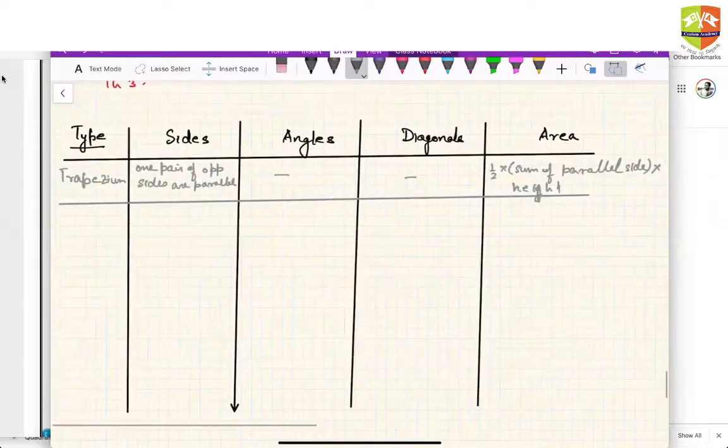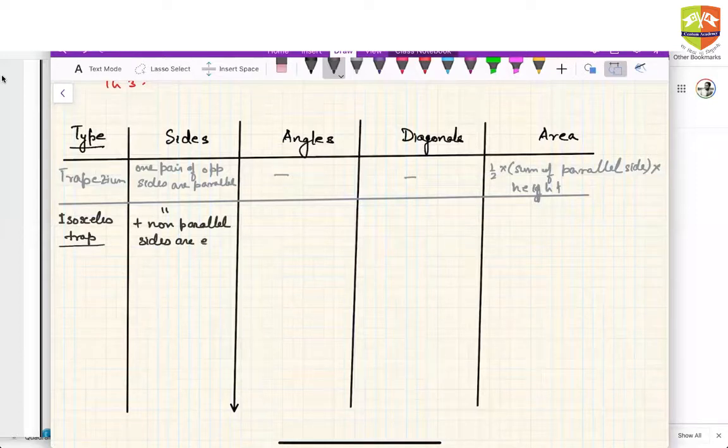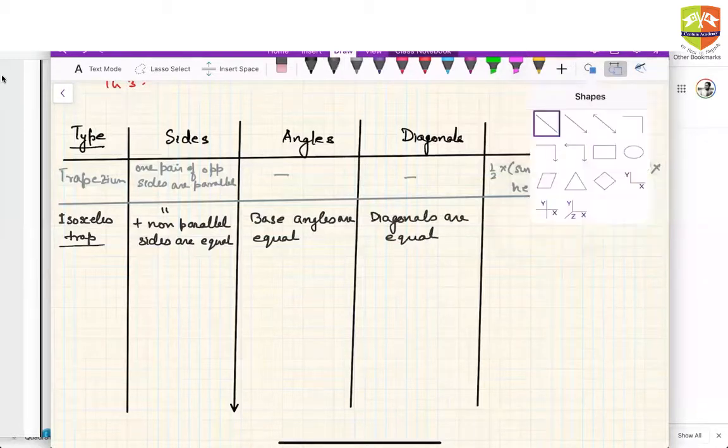Now there is a special type of trapezium as well, and that is isosceles trapezium. So I'm writing it here again. Isosceles trapezium. What about this? Same as above, plus non-parallel sides are equal. Here, base angles are equal. Diagonals are also equal, and area remains the same. So this is the information about isosceles trapezium.